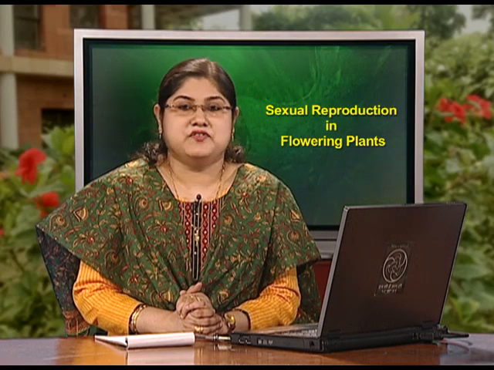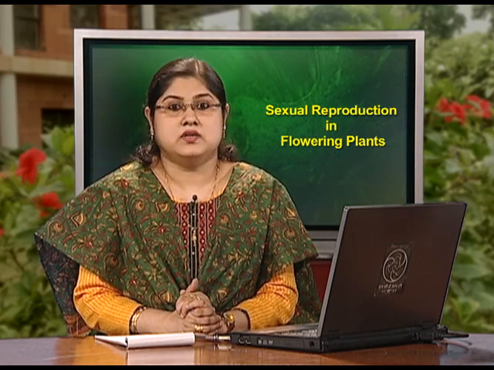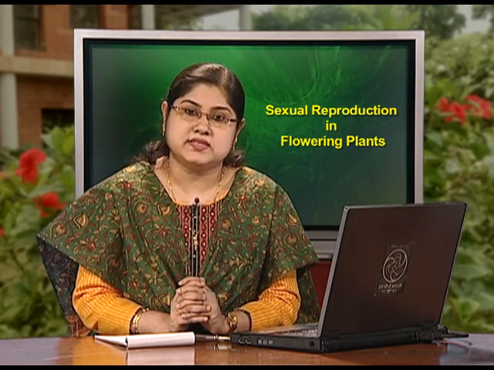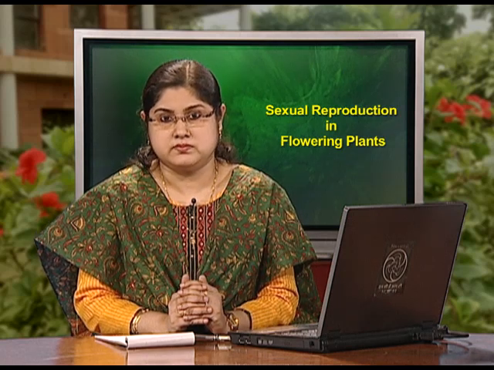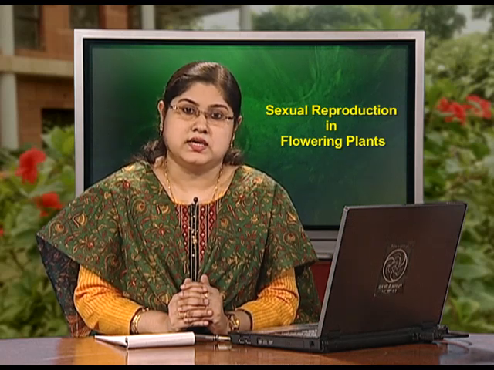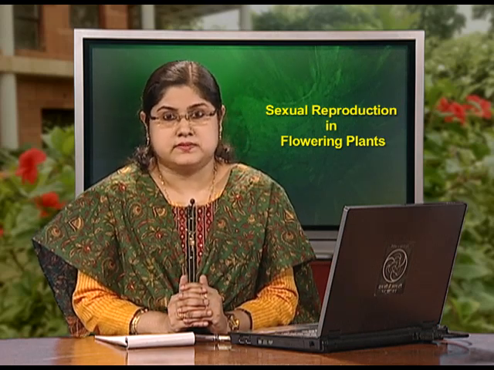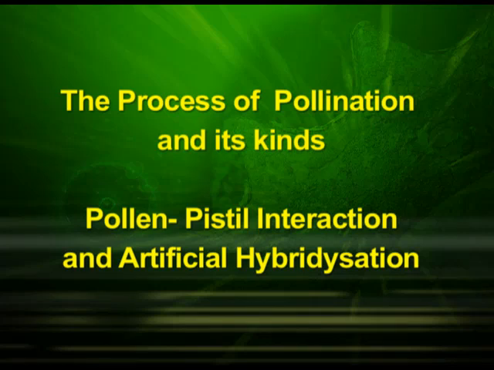So friends, with this we have come to the end of the second part of this lesson on sexual reproduction of flowering plants. Here we have discussed the structure and development of the megasporangium or the ovules and the embryo sac along with its types. In the next episode, we will focus on the process of pollination and its kinds, pollen-pistil interaction and artificial hybridization.